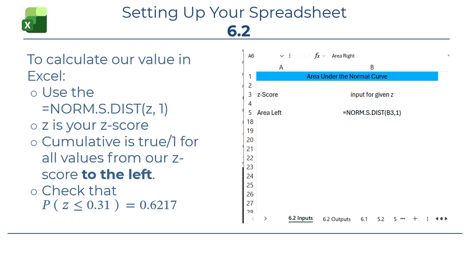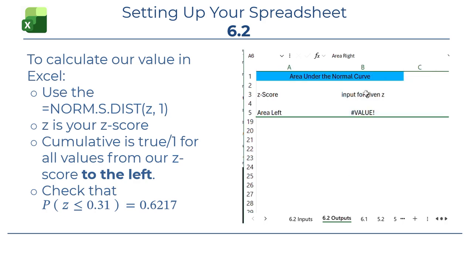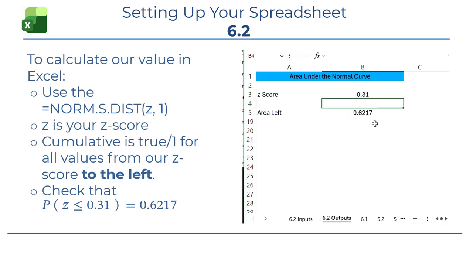Let's take a look at how to set up our spreadsheet for finding the area to the left. So we know that Excel will always calculate the area to the left. Previously, we used binom dist. Now we're going to use norm S dist. Again, that's the standard normal distribution. And we're going to use the z-score, 1 or true for cumulative. So z is the z-score and cumulative is true or 1. So let's double check our score that we had before. We had an input of 0.31, and we can see that the area to the left of that using Excel and the standard normal table is 0.6217.